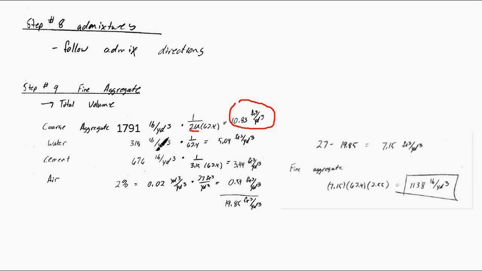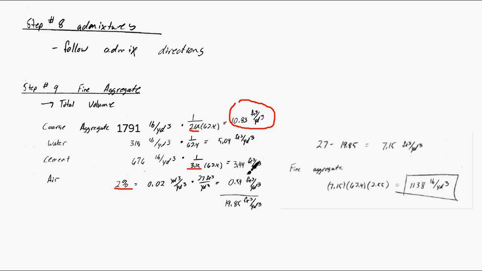The specific gravity of water is 1, obviously, but we divide it by the density to get feet cubed per yard cubed. Cement is pretty universal. The specific gravity is going to be 3.15, almost universally. And the only thing you do different with air is obviously air doesn't weigh anything. So we're adding 2% air. So 2% of a cubic yard is air. There's 27 feet cubed in a cubic yard, so we're going to have 0.54 feet cubed per yard cubed.